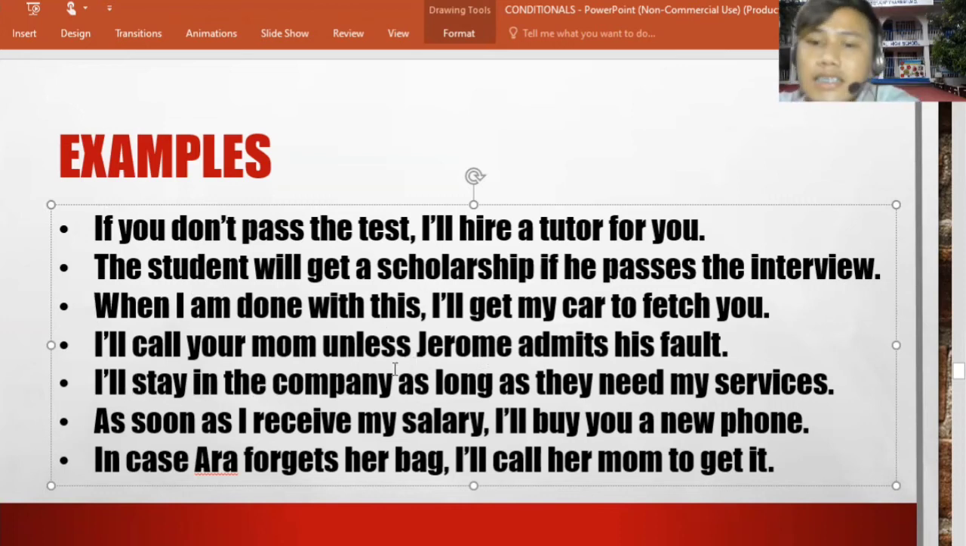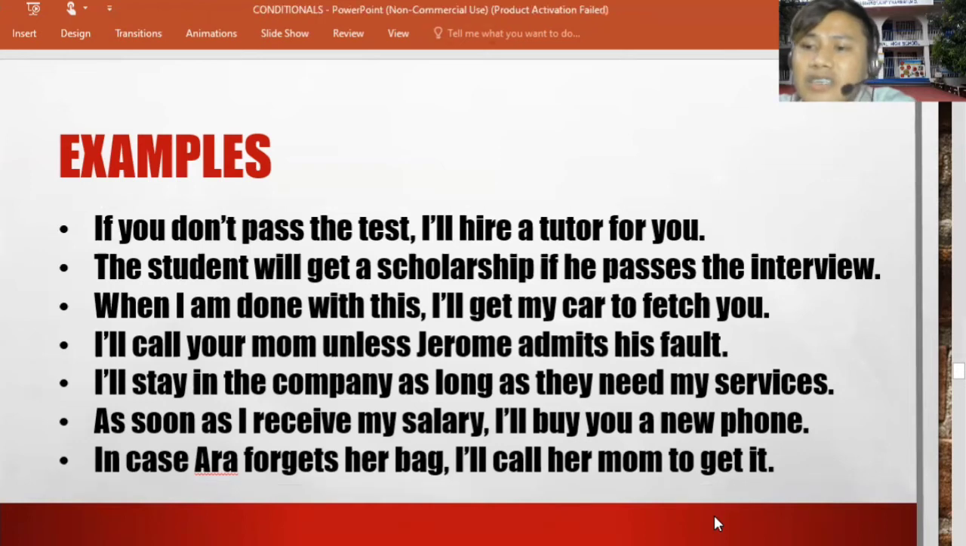And next is, I'll stay in the company as long as they need my services. So on the fifth example, there's no if or when also in our sentence. So the explanation in this case would be the same as in number 4. All right. Whereas they need my service is our condition. Well, the result or the main clause would be that I will stay in the company. Or should I say, I'll stay in the company.